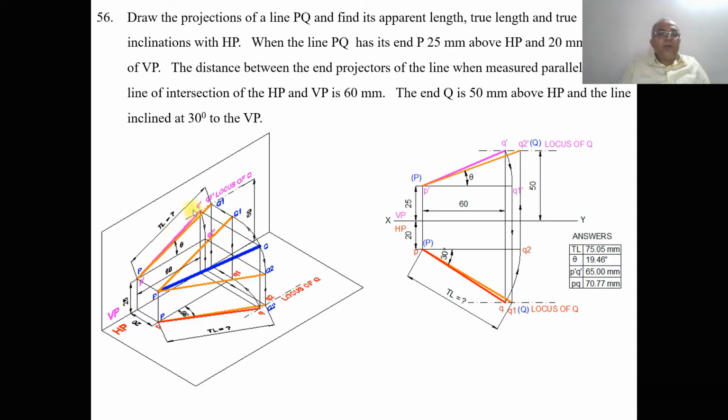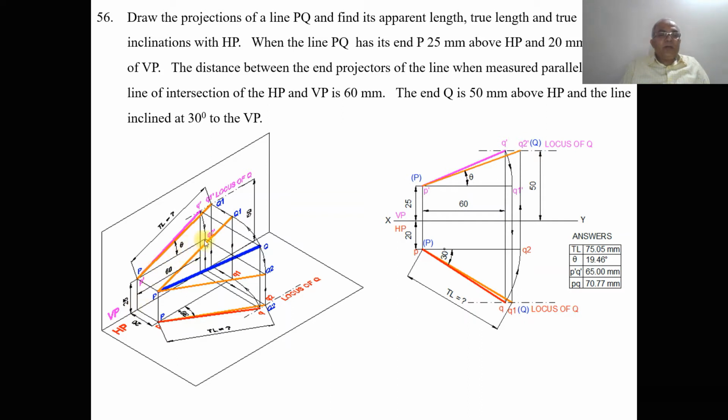Once you get the front view, naturally we get the true length in the top view, because we know that when the front view line is parallel to XY, its corresponding top view will be in true length. But the true inclination is given with respect to VP, and inclination with respect to VP can be seen in the top view. So here we rotate the front view, that is P dash Q dash, such that both P dash and Q2 dash are above HP by 25 mm.